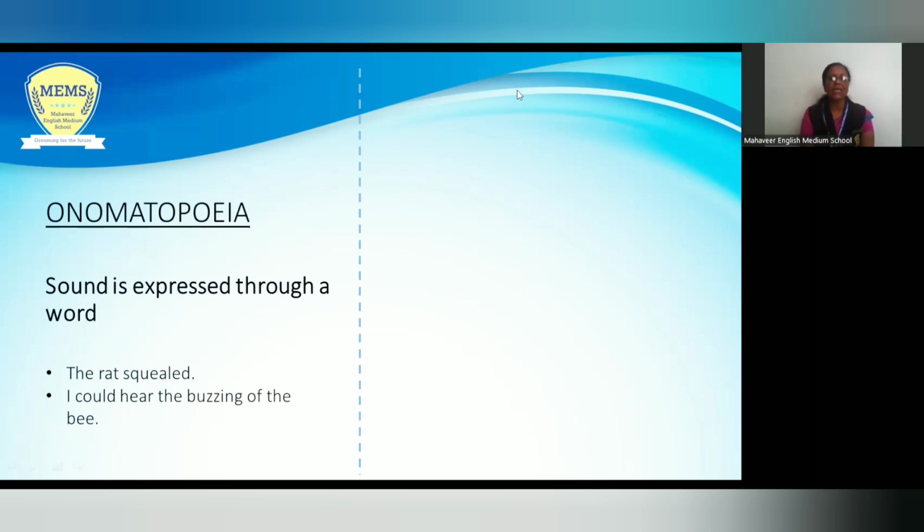The example: the rat squealed. Now, in this particular sentence, the sound is squealed. And how will you explain? The word squealed conveys sound, and hence it is termed as onomatopoeia. We go to the next. I could hear the buzzing of the bee. As simple as that. The word buzzing conveys sound, and hence it is onomatopoeia.